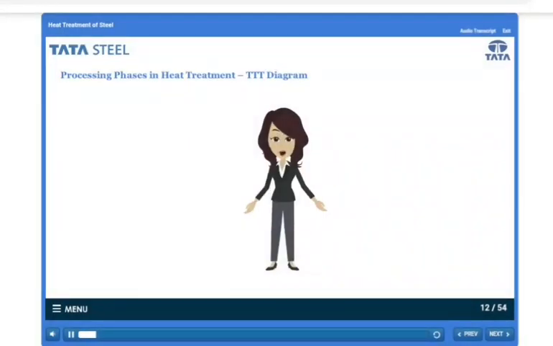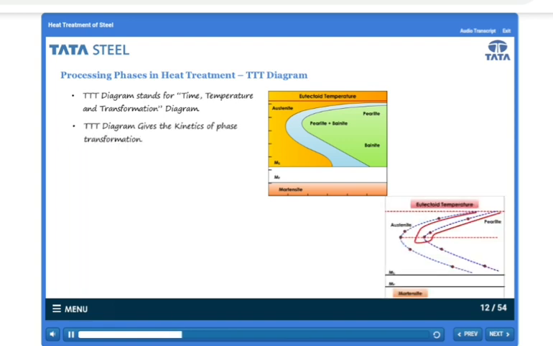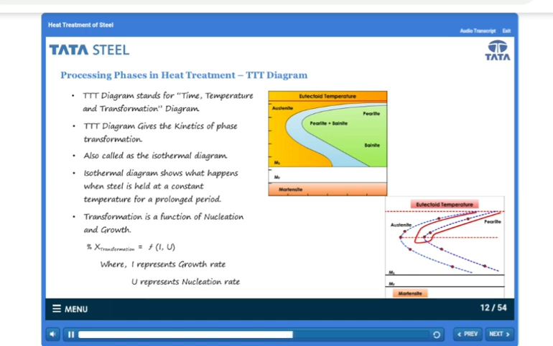There are two main types of transformation diagrams that are helpful in selecting the optimum steel and processing route to achieve a given set of properties. These are time temperature transformation (TTT) diagram, typically a C-shaped curve, and continuous cooling transformation diagram. The TTT diagram gives the kinetics of phase transformation. It is also called isothermal diagram. TTT diagram explained what should be the temperature and time required to achieve a particular structure and accordingly particular property. Percentage of transformation is given by the formula function of I and U, where I represents growth rate and U represents nucleation rate.